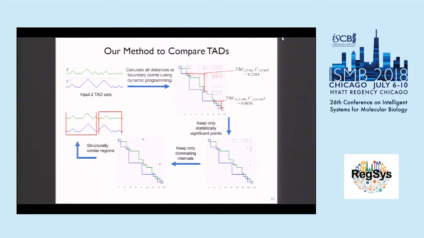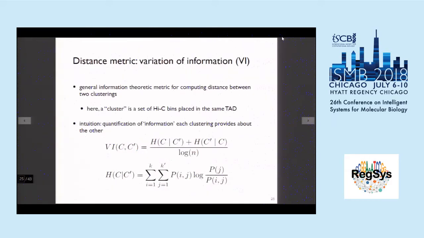So I'm not going to go too far into the technical details, but a couple things to mention. The distance metric we're using is variation of information, which is a general metric from information theory that computes the distance between any two clusterings. So we're considering our TAD sets as clusterings, where each cluster is the set of Hi-C bins that are in the same TAD. And the intuition of this metric is it quantifies the information, so this is computer science information in units of bits, that each clustering provides about the other.